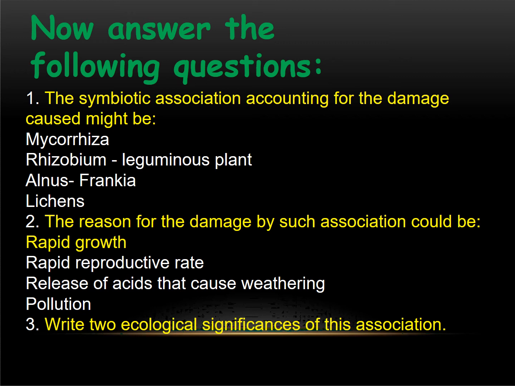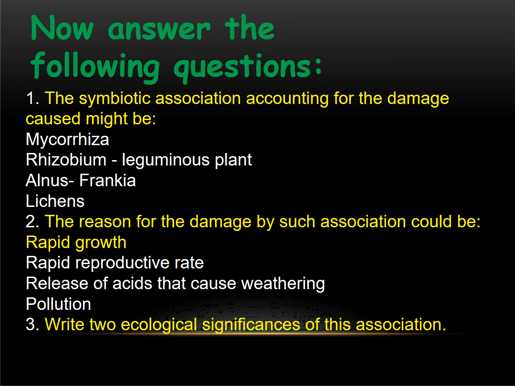Yes, the answer is lichens. The reason for the damage by such association could be, the options are given: rapid reproductive rate, release of acids that cause weathering, or pollution. Yes, the correct answer is release of acids that cause weathering of the rocks. Write 2 ecological significances of this association.